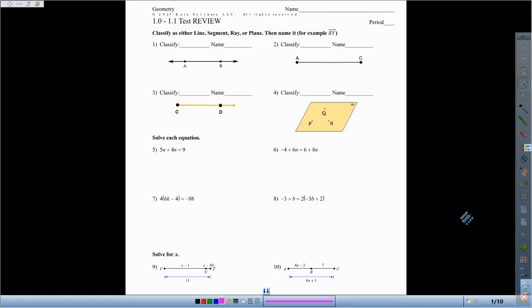Hey everybody. So we're getting into our 1.0, 1.1 test review today. Just a reminder, the test that we take tomorrow will look just like this review. So if you can do this, you can ace the test. Make sure you're asking questions if you have them. Okay, I'm just going to go through a few of these that I think will help you on the rest of it. So just stick with me and we'll see how it goes.